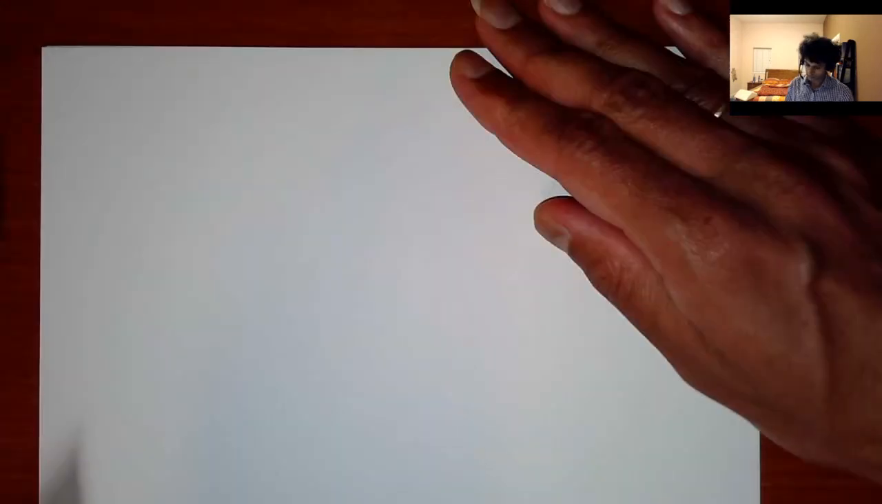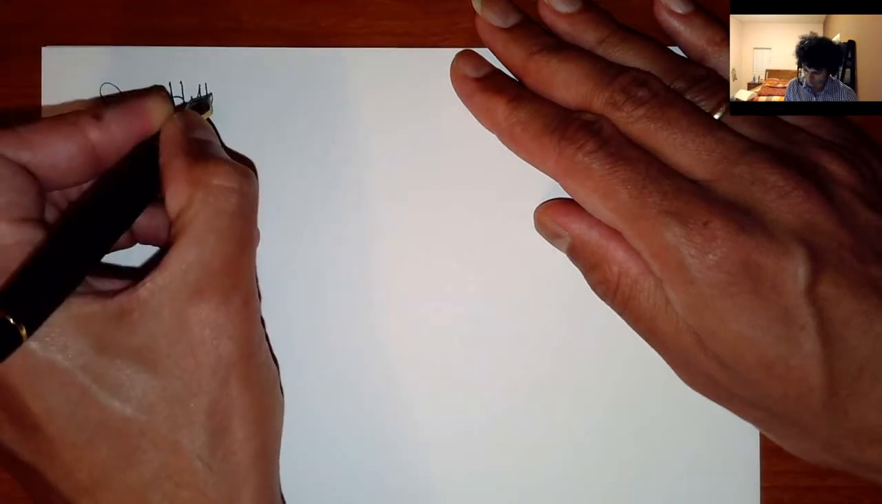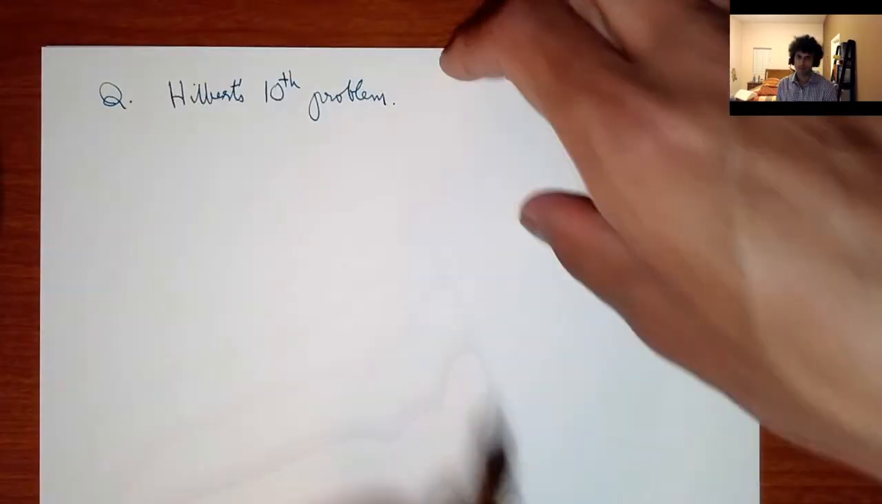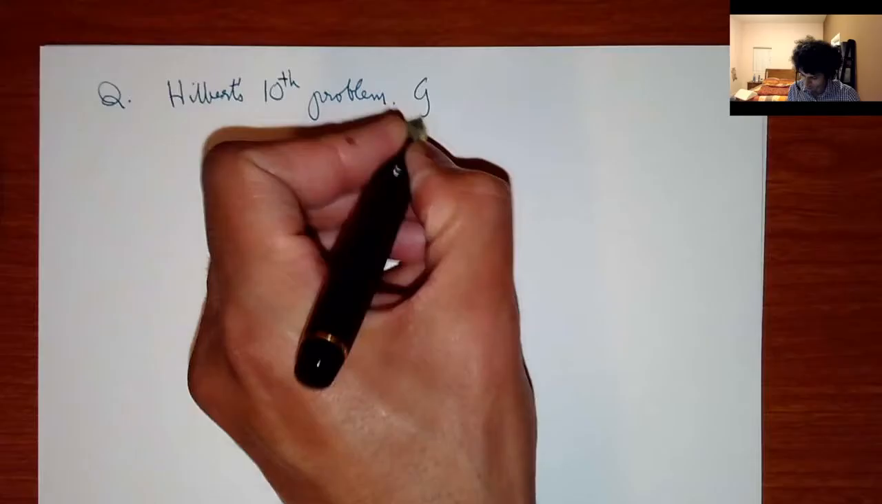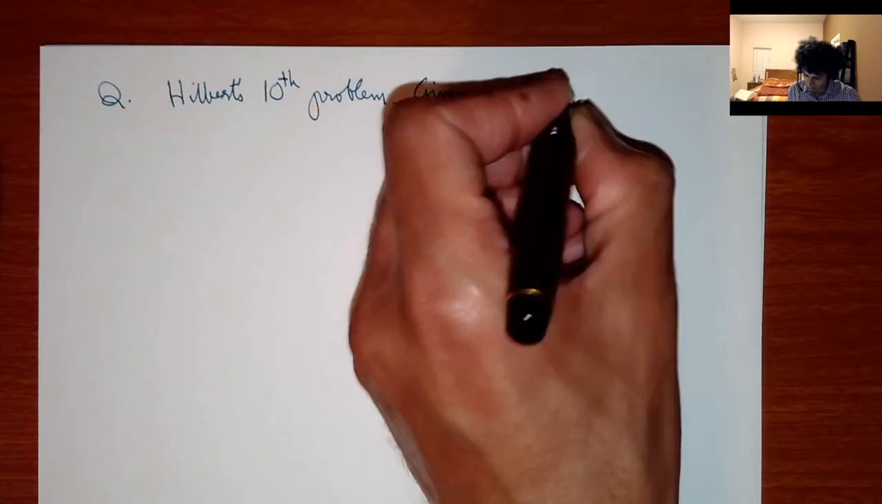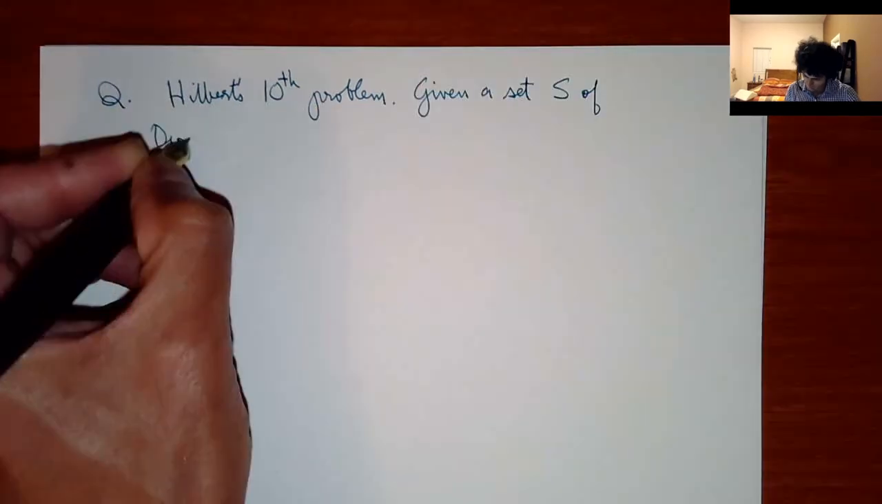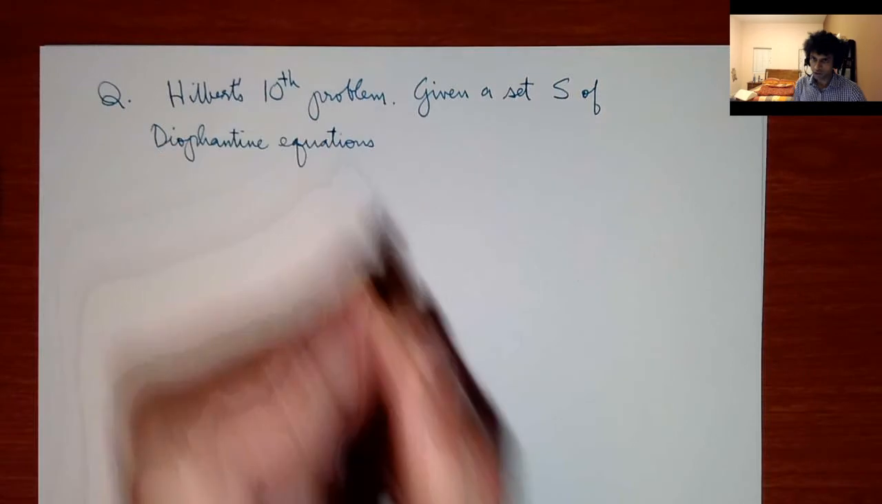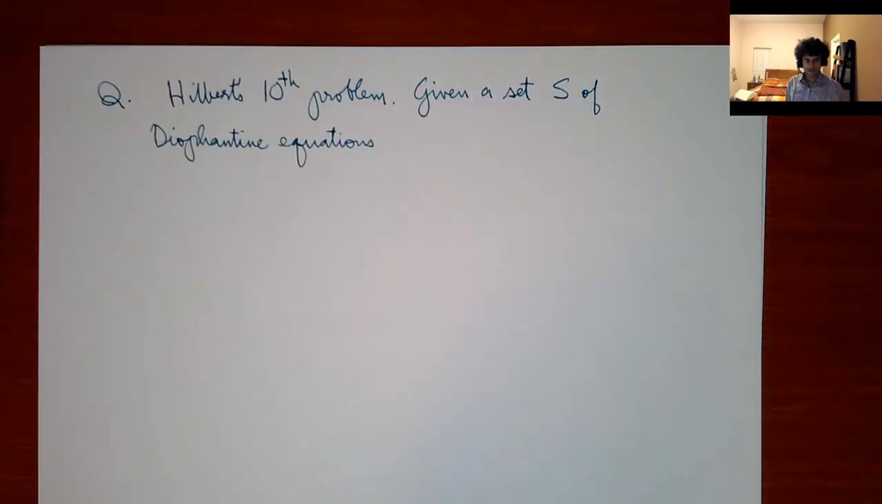Okay, let me ask you another question now. Hilbert's 10th problem was: given a set S of Diophantine equations. Diophantine equations are equations where all the coefficients are integers. Like x squared plus y squared equals z squared. x cubed plus y cubed equals z cubed. x cubed minus y squared equals 1. Equations where all the coefficients are integers.